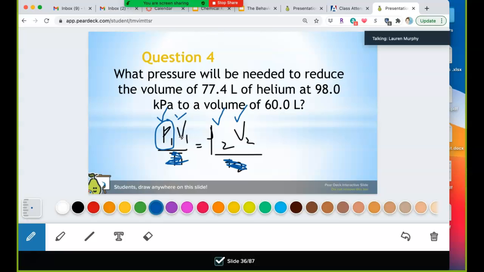So if I want to get P1 by itself, I would divide both sides by V1, right, to get P1 by itself. So V1 goes in the bottom.